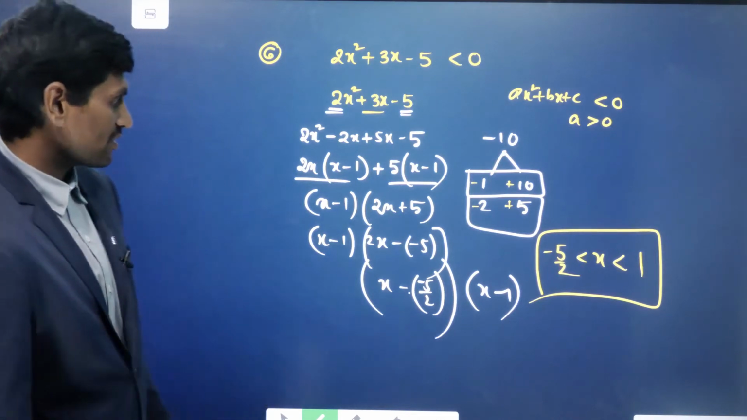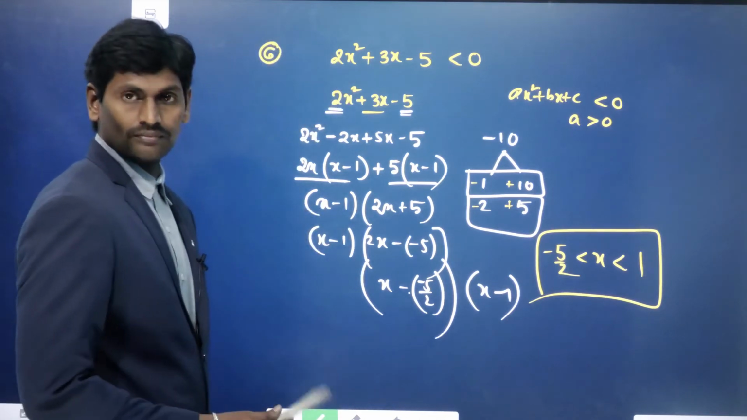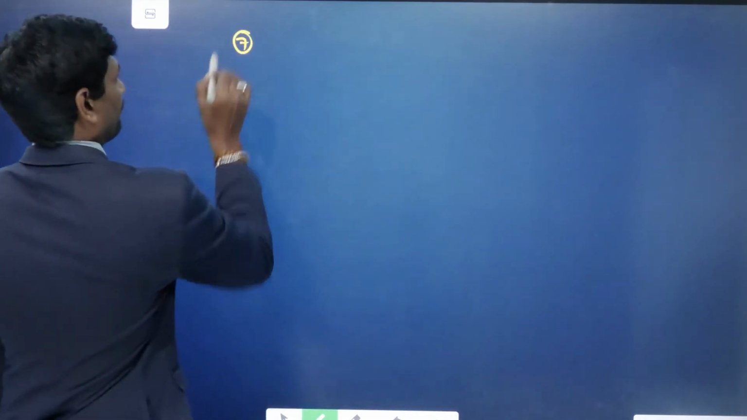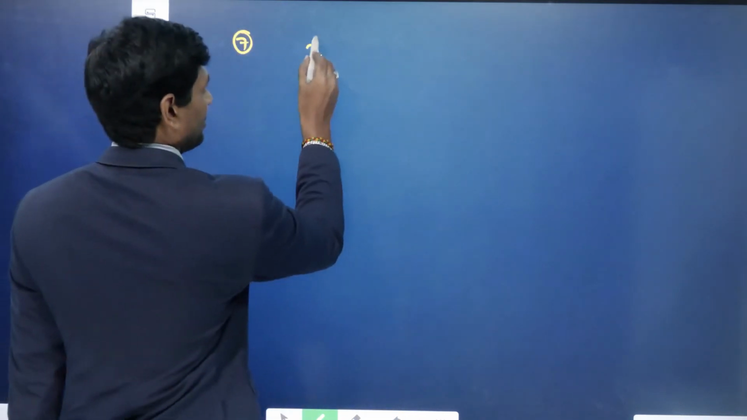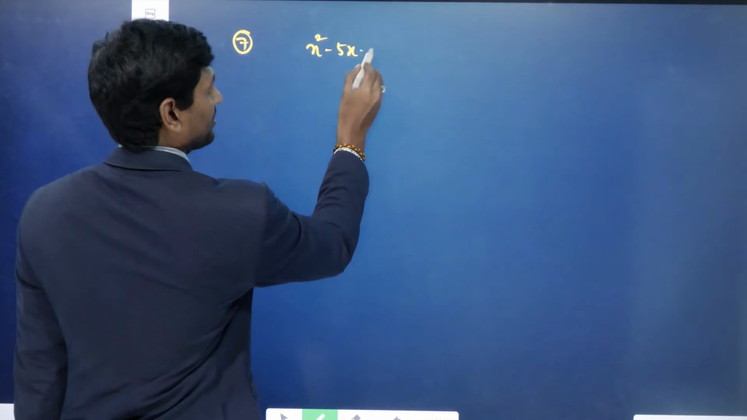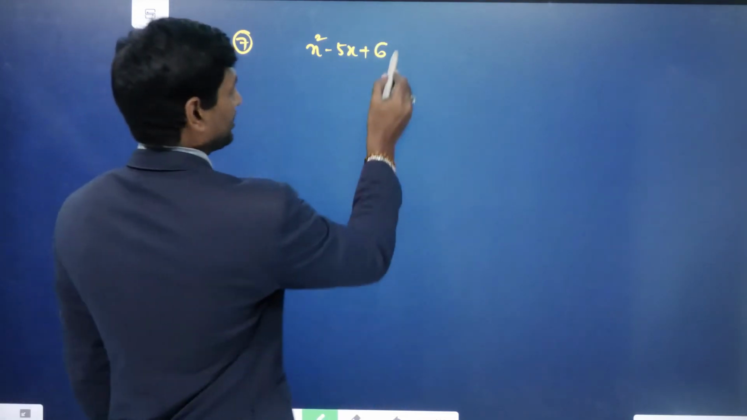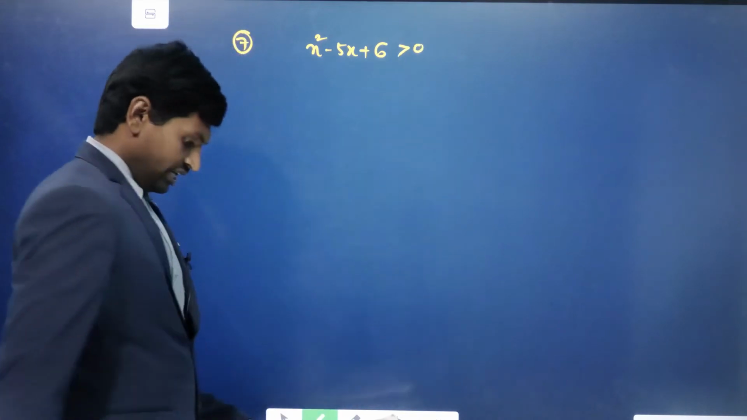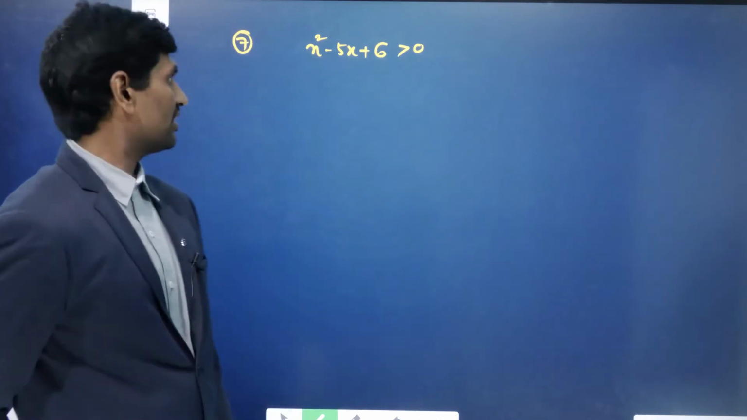Yeah. So let us go to the next. Question number 7. It is given that x square minus 5x plus 6. The expression x square minus 5x plus 6 is positive. Positive means greater than 0. And we need to find what x belongs to.